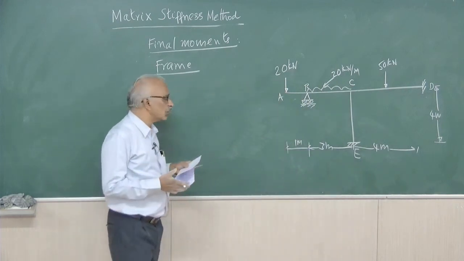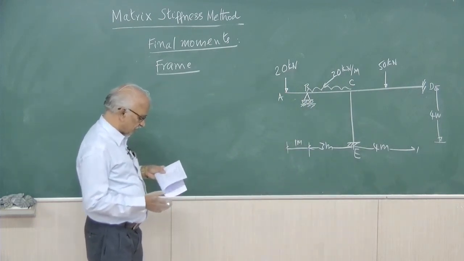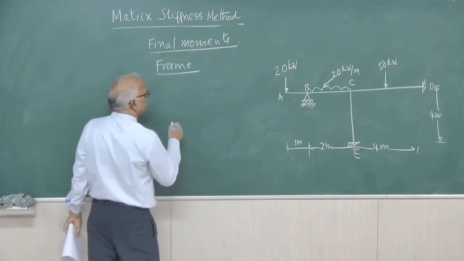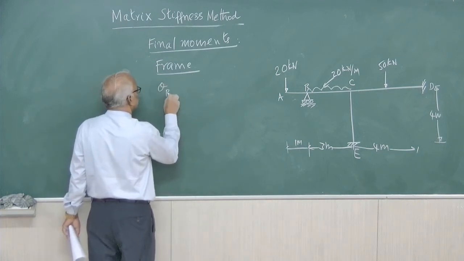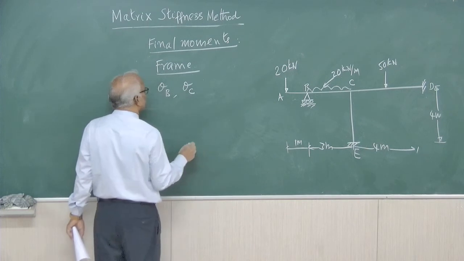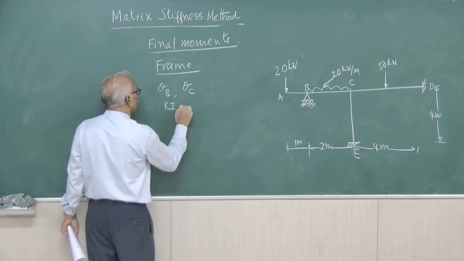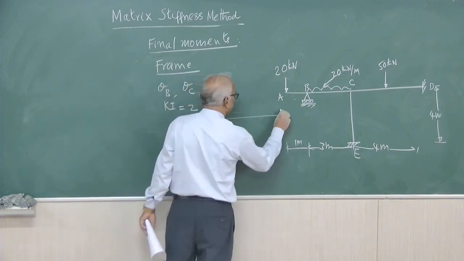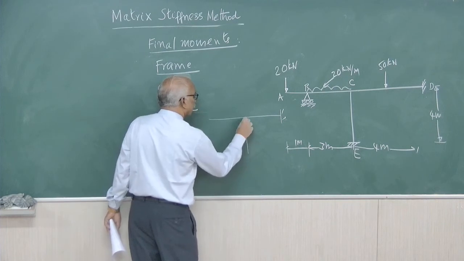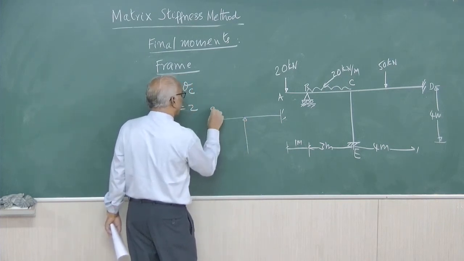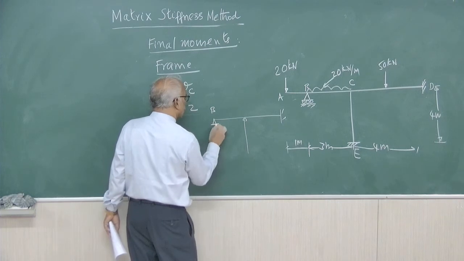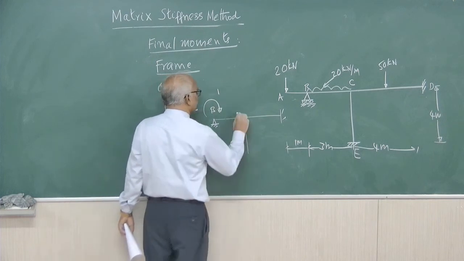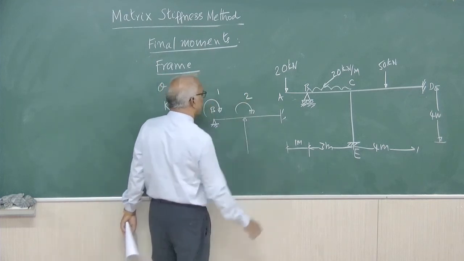That means I is uniform. So I will very briefly give you the procedure. So here theta B and theta C are the possible displacements. Therefore, kinematic indeterminacy equal to 2. Theta B is one coordinate. This is the frame. We will consider B. This is the roller support. So this is coordinate 1, theta B. This is coordinate 2.